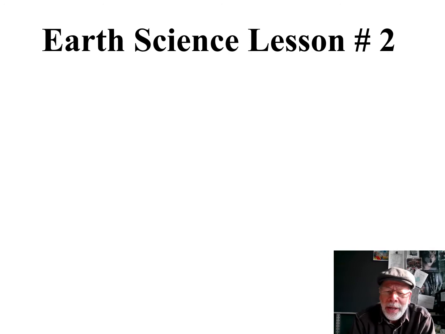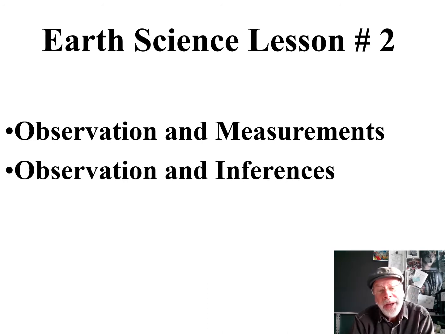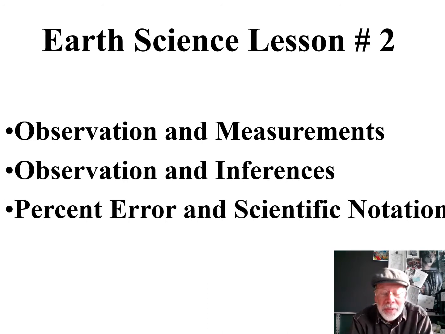Hello, everybody. It's Mr. Johansson, and we're going to be talking Earth Science lesson number 2, which is about observation and measurements, observation and inferences, and percent error and scientific notation. We'll just take you through these things pretty quickly, okay?